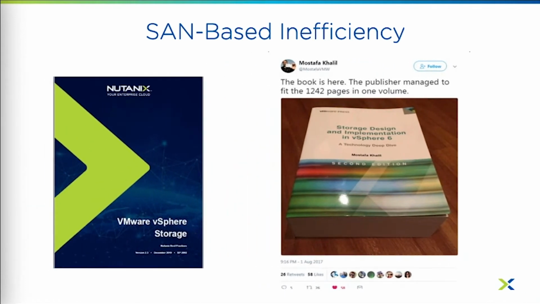Now, in contrast, the Nutanix equivalent to storage design and implementation in vSphere, because half our customers still do run vSphere, is a 22-page tech note. So the 1,220-page delta represents just all this massive complexity of a SAN-based architecture. And of course, where there's complexity, there's a lot of cost associated with it. Probably even worse, there's rigidity, there's inflexibility, there's inability for IT to rapidly deliver the innovative new services and offerings that the business is demanding for its customers.